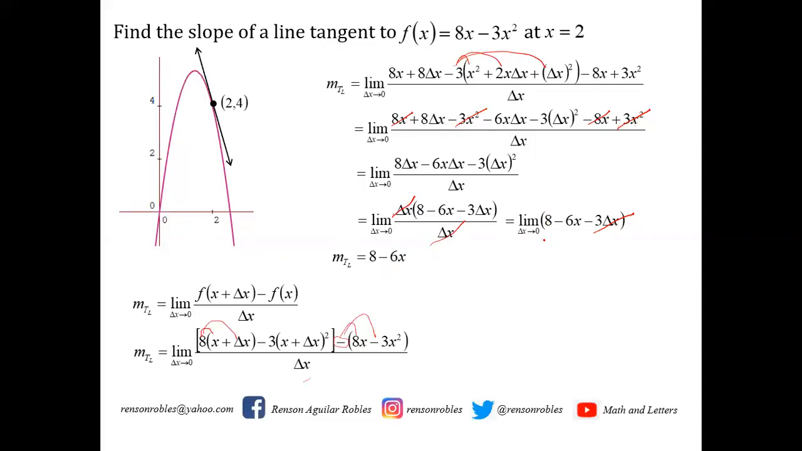And at x equals 2, for instance, the slope of this tangent line would be equal to 8 minus 6 times 2. And that will give you 8 minus 12. Okay, and that is negative 4. So the slope of this line is given by negative 4.